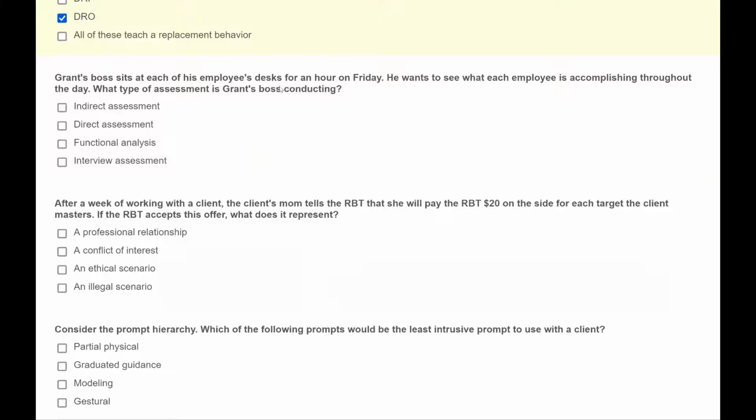Grant's boss sits at each of his employees' desks for an hour on Friday. He wants to see what each employee is accomplishing throughout the day. What type of assessment is Grant's boss conducting?